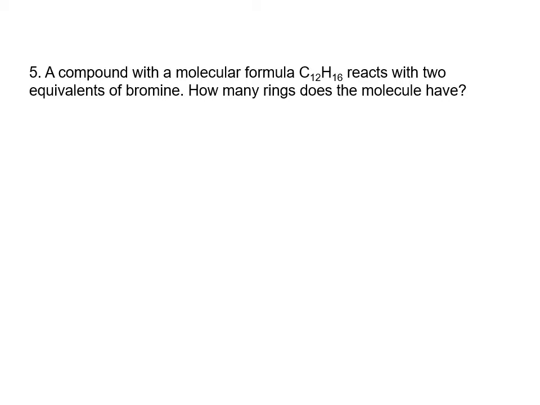So we start with molecular formula. We need to calculate the number of degrees of unsaturation. So degrees of unsaturation is 2 times number of carbons plus 2, that's 2 times 12 plus 2, minus number of hydrogens and halogens. In this case, we don't have halogens, but we have 16 hydrogens. So minus 16. Divided by 2, when we do the calculation, that's 5. That means total of 5 degrees of unsaturation.